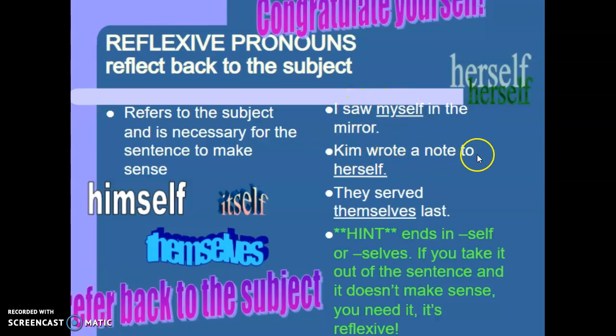Kim wrote a note to herself. She wrote it to herself. They served themselves. The subject is they. The reflexive pronoun that refers back to that subject is themselves, okay? Here's a hint. Reflexive pronouns most times end in self or selves. If you take it out of the sentence and it doesn't make sense, you need it. It's reflexive. Okay?